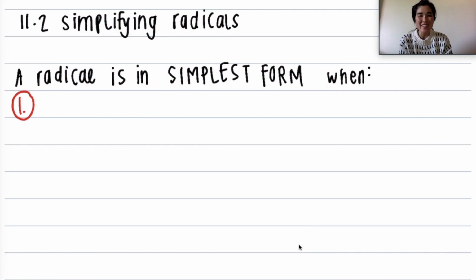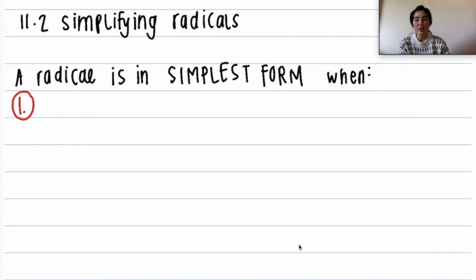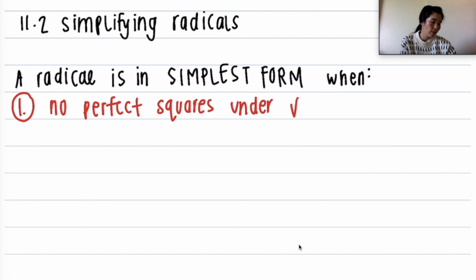All right, so here are our notes on 11.2. So we are going to be simplifying radicals. Like I said earlier, we want to just make sure that our radicals are in simplest form. And so these are the things that we're going to be looking out for. The first thing that we want to make sure is that there are no perfect squares underneath the radical sign. So meaning that if we can take the square root of something, we are going to.